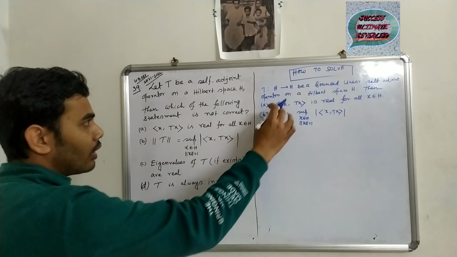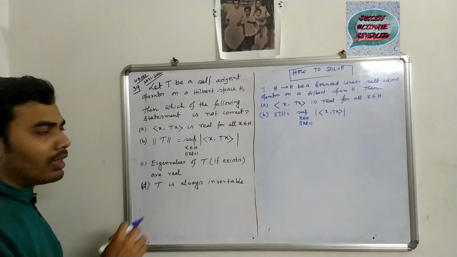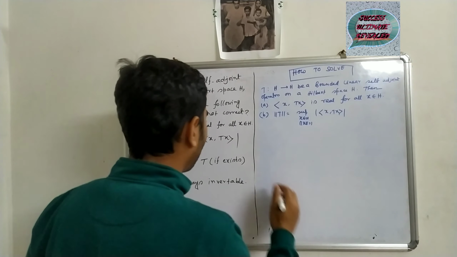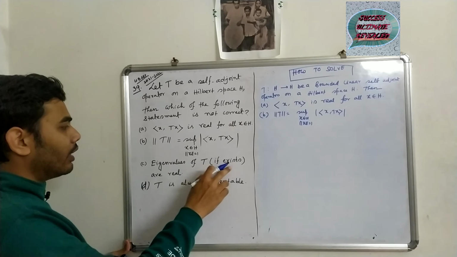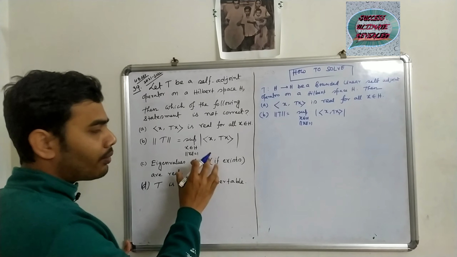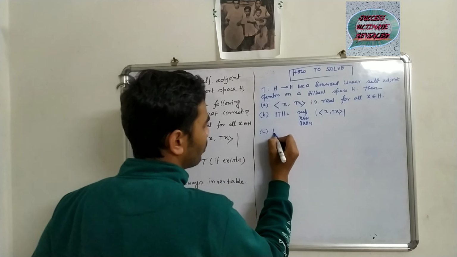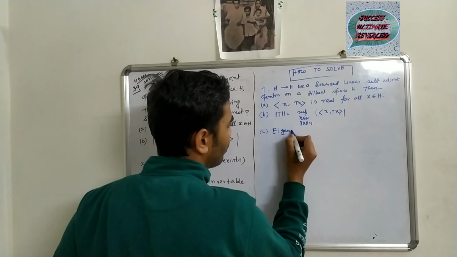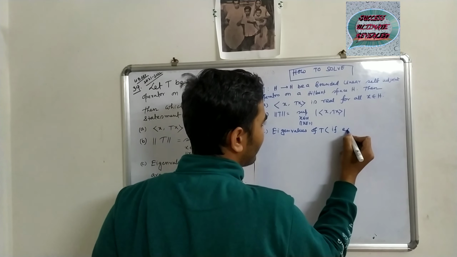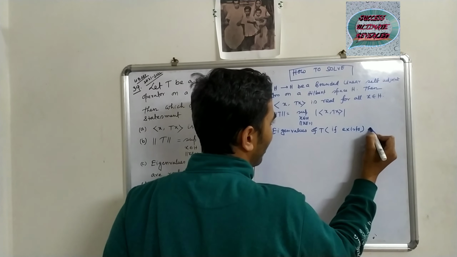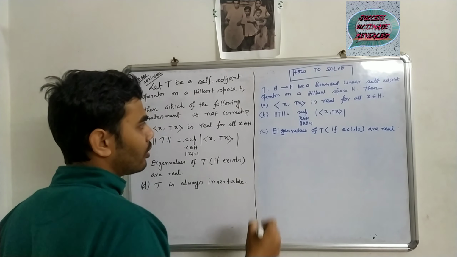Okay, so using these two results, we see that option A and option B are also correct. Now look at the third option. The third option says that eigenvalues of capital T, if they exist, are real. Now how do we prove this result? So the third result is: eigenvalues of T, if they exist, are real. Okay, so solution.